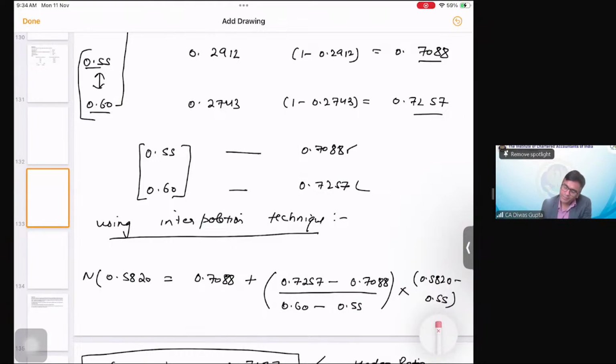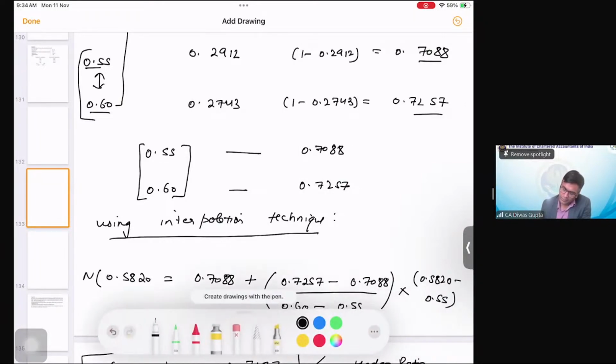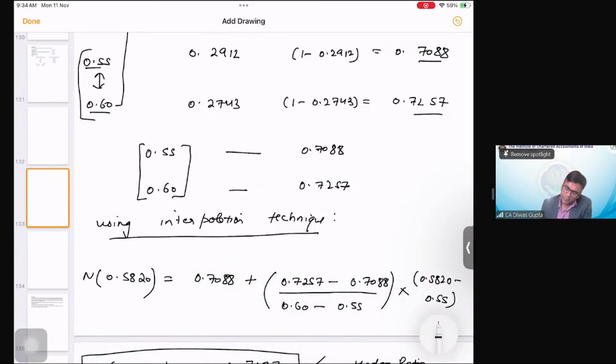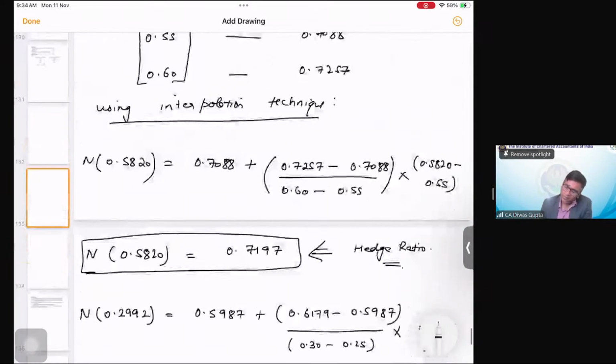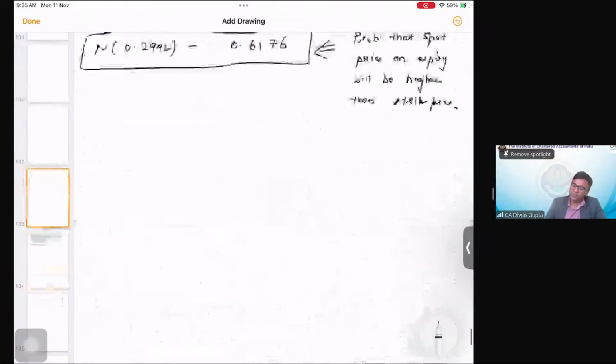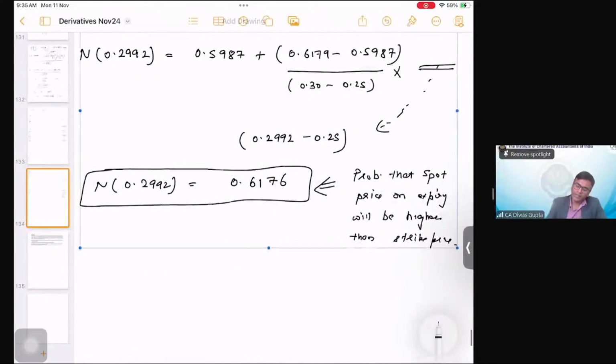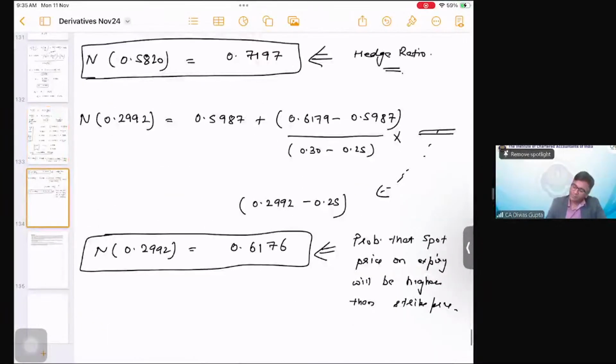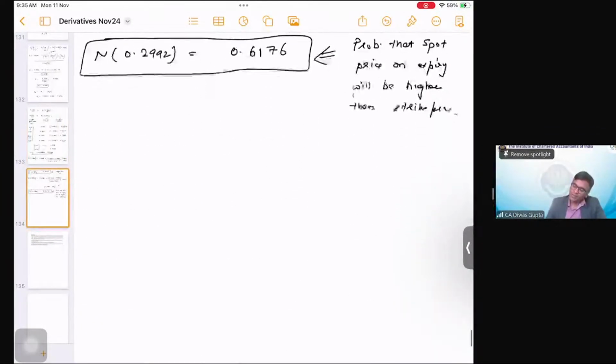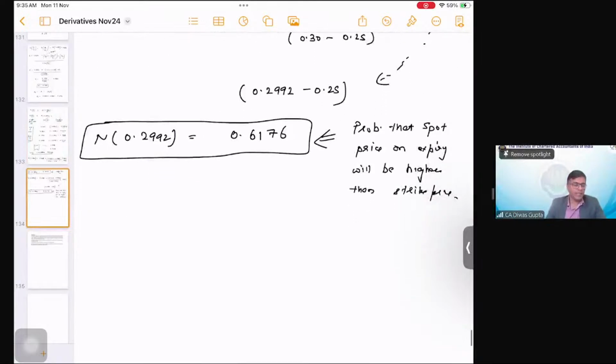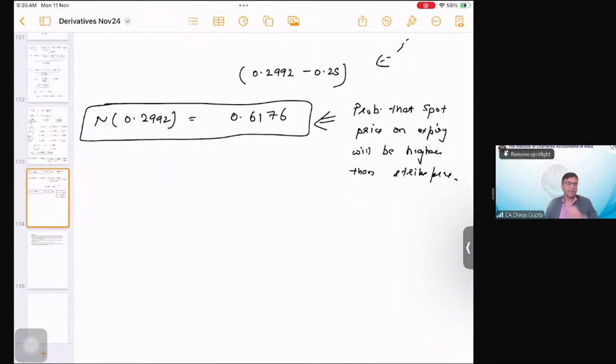Clear, Jenny Oja? Yes, sir. Clear. Thank you so much, sir. Okay, so if you solve this, then we will get 0.7197, which is the N value for 0.5820. Yes, sir. Thank you, sir. Okay, thank you. Now we have got both ND1 and ND2. Now let's put it in the formula.